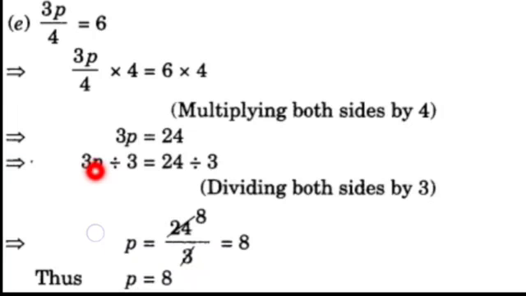After that, as you can see, 3 multiplied by p is there. We are going to use the opposite of 3p, that is divide by 3 on both sides. So 3 and 3 will get cancelled, and 24 divided by 3 will give you the answer 8. So the value of p you will get in this sum is 8. This is a systematic method.